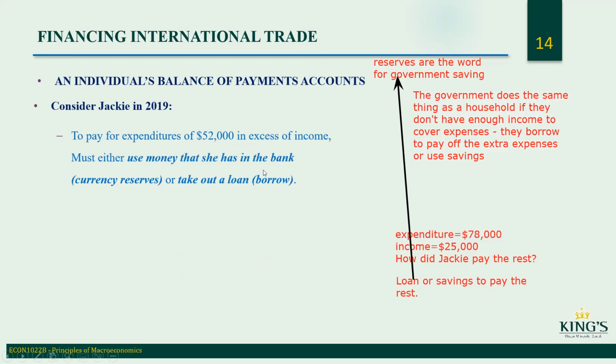So yeah, use money that she has in the bank, currency reserves, or take out a loan, borrow. So you got that perfect. So that's exactly what Jackie would have to do here.